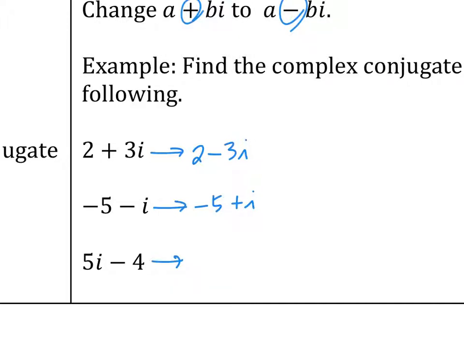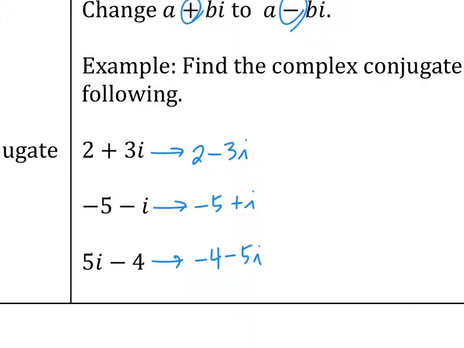Okay, Josh, you have the tricky one. 5i minus 4. What's the complex conjugate? Minus 5. You got the minus 5i correct, but not the 4. So minus 4 minus 5i, because we want to just switch the sign in between a and bi.